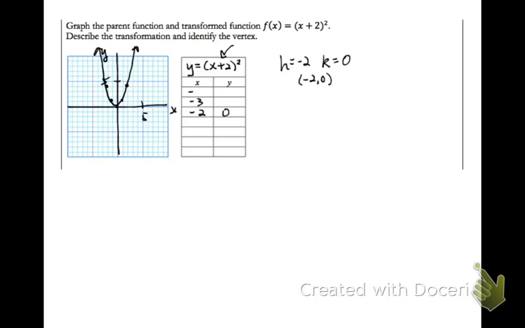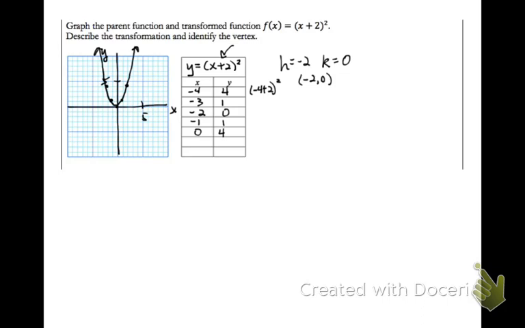Then we'll go 2 values in the negative direction, 2 values in the positive direction, and then plug those in. So -4 plus 2 is -2 squared is 4. And then I'm just going to talk you through the rest. -3 plus 2 is -1 squared, and that's 1. -1 plus 2 is 1 squared, which is 1, and this will be 4.